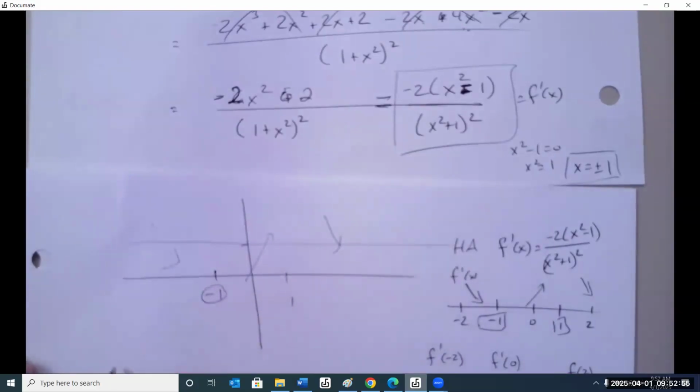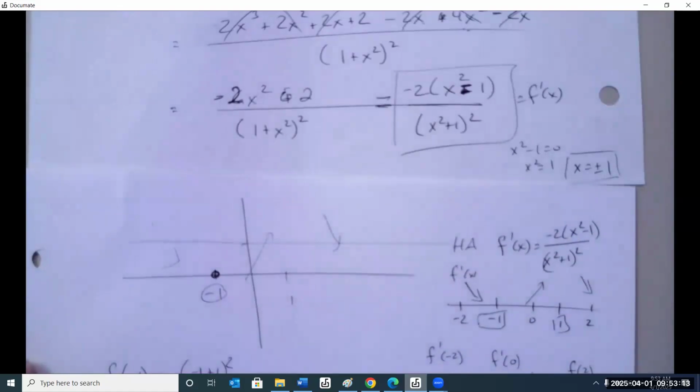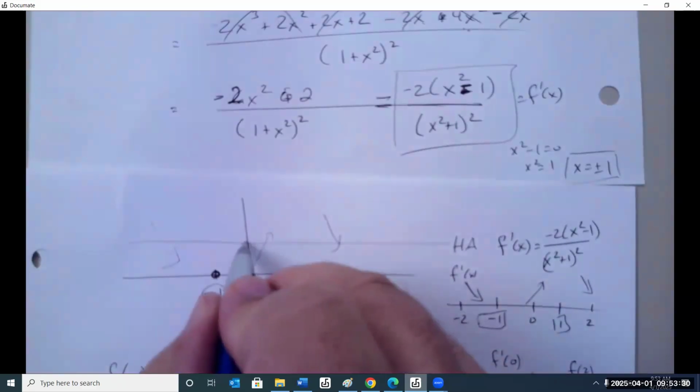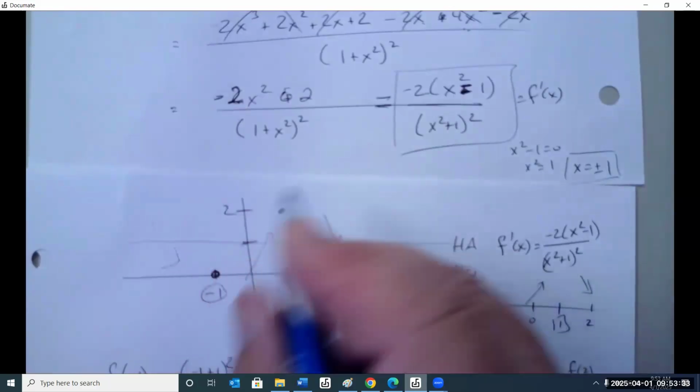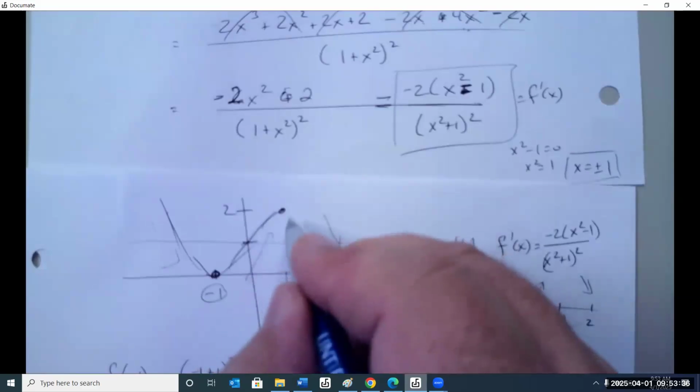So at -1, in our original function, we got -1 plus 1 squared over 1 plus -1 squared, which is 0. So we got a vertex there at 0. At 1, we have 1 plus 1 is 2 squared over 1 plus 1 squared. So it's 4 over 2. So our graph will look something like this.